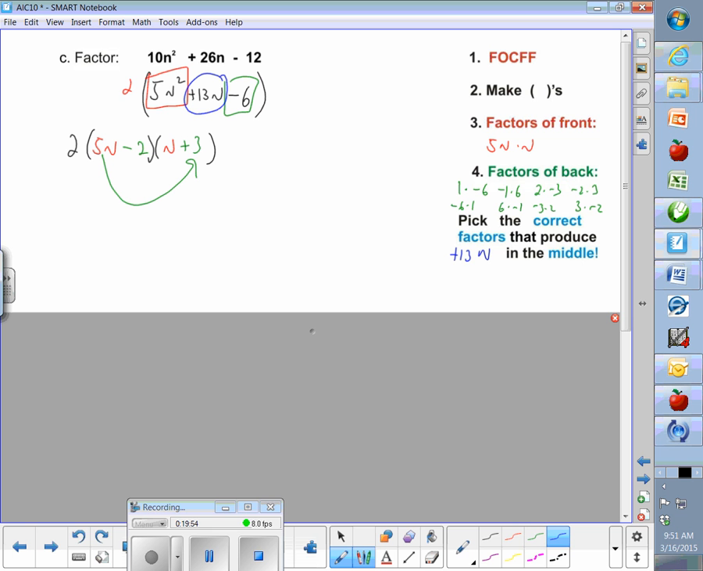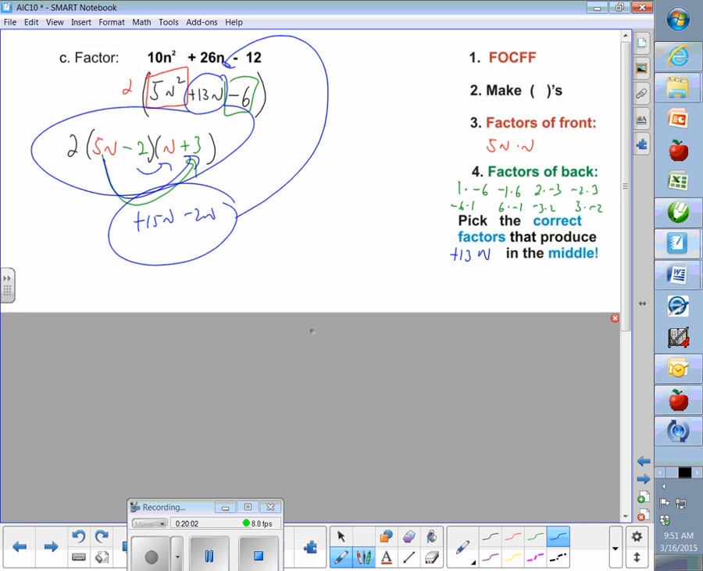Again, let me just be clear to you guys. The check is a positive 15n, and this is a negative 2n, and sure enough, that gives me my middle, and I know I've got the correct factorization. Okay? Outers plus inners has to give you that middle term, and that's what you have to keep in mind the whole time. You've got to get to that middle.